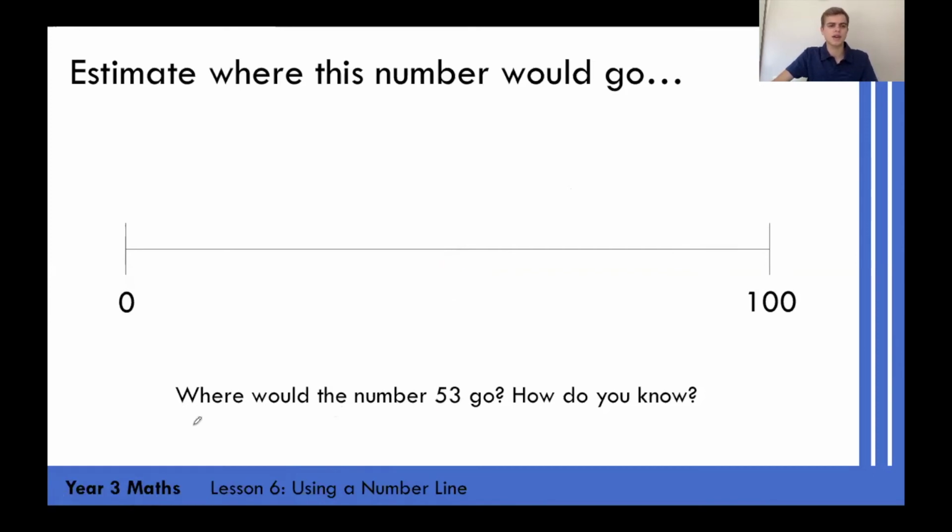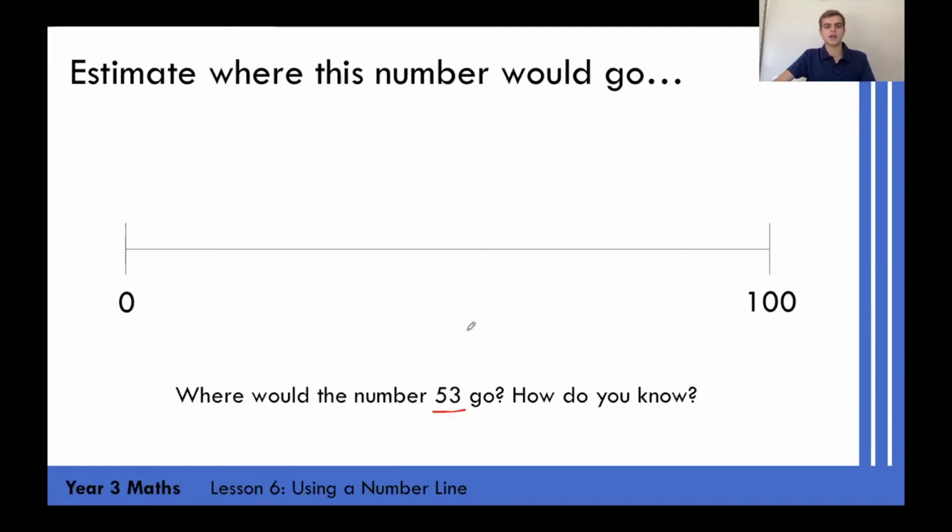Okay, here's my next number line. It starts with 0, and this time my number line ends at 100. Where would the number 53 go on this number line? Have a think. Where do you think the number 53 would go? Remember, it doesn't have to be exact, but we're making an estimate close to the correct answer. Have a think. Where do you think 53 would go?